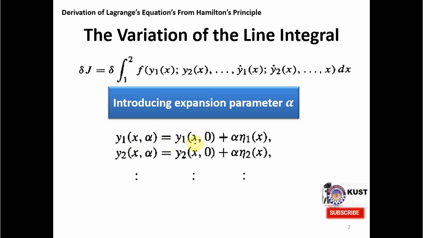So here you can see the first term is y1(x, 0), where the value of alpha is 0, plus alpha eta 1(x), where eta are some functions which we vary in a way that their variation at the endpoints vanishes. Similarly we can take another variable y2, which also depends upon x and alpha, and we can expand it into the leading order term where alpha is 0, plus the first order term and second order term and so on. Again here we have restricted ourselves to the expansion in alpha up to the first order, and second and third order are neglected because of the smallness of the parameter alpha.